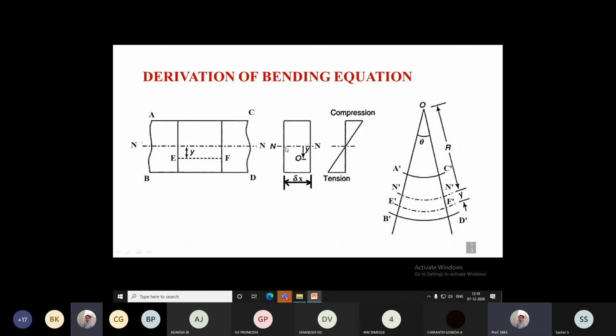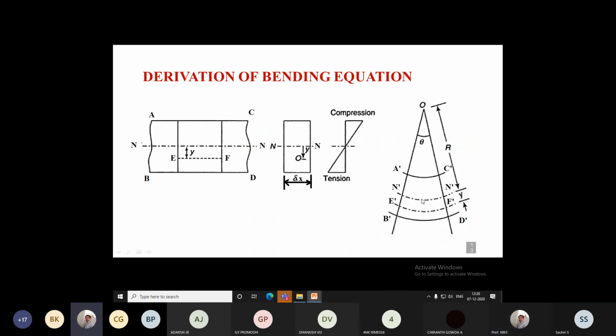At the neutral axis, before applying the force it was N, and after applying the force it is N dash. So both are the same, since the stress is zero at the neutral axis. At the neutral axis, stress is zero. The dimensions before and after applying are the same. The angle is a small deviation.